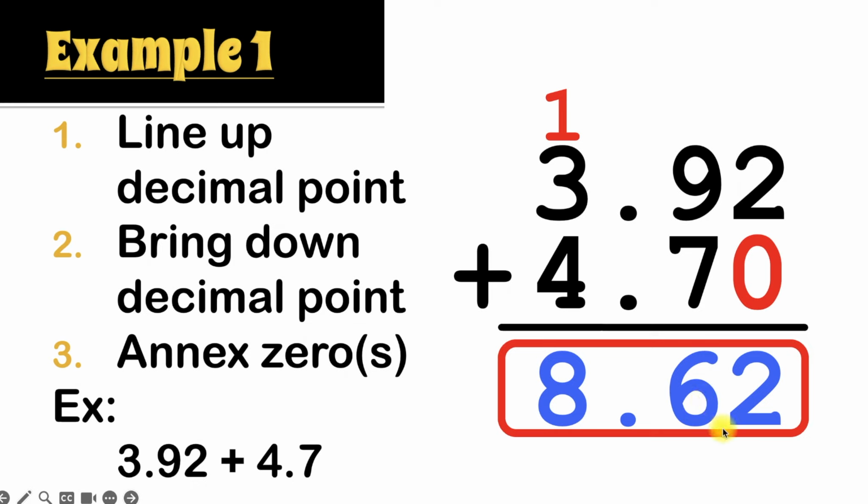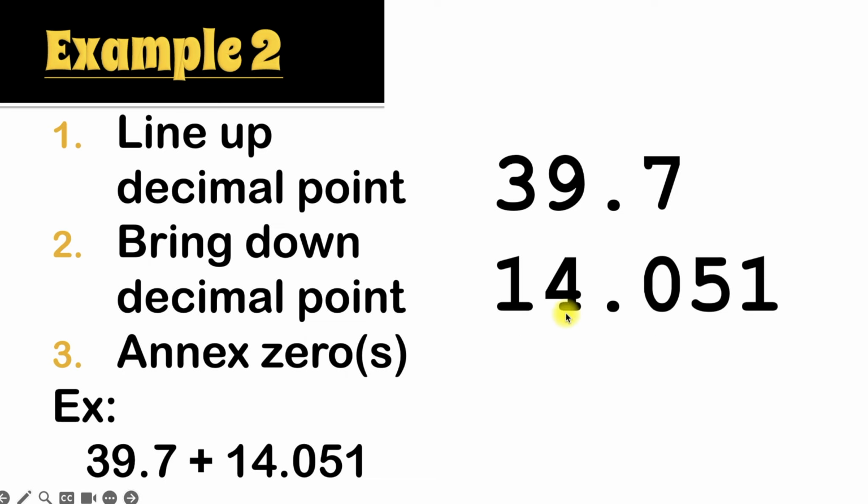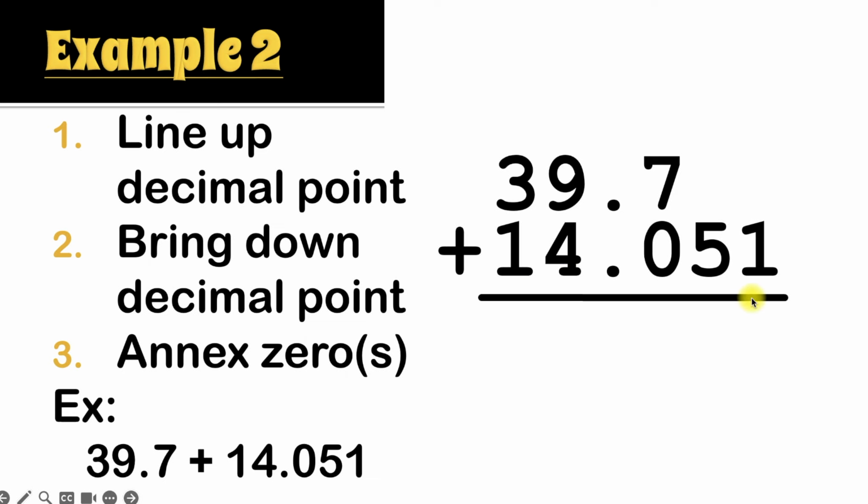And here's our last example. 39.7 plus 14.051. Let's start by writing 39.7. And next, we'll write 14.051. But remember, we must line up the decimal point when we do it. So when we do that, it'll look like this. 14.051. Since our decimal points are lined up in the question, let's make sure we write a decimal point right under it in the answer. And we have 2 blanks here.